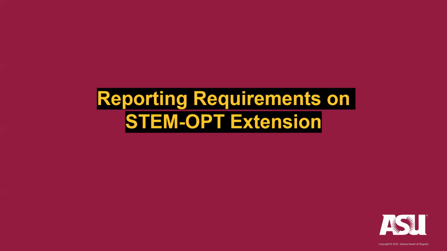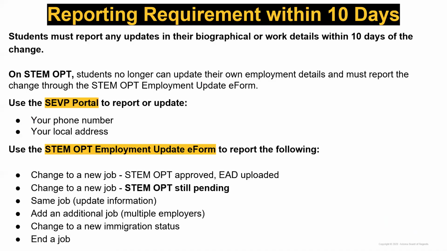Now, for reporting requirements when you're on the STEM OPT extension, there's a few more things to keep in mind as part of the STEM extension. So let's go ahead and take a look at that as well. So now, a similarity though is that you do need to have your reporting requirements within 10 days. So again, any updates to your biographical information, work details, still while you're on the STEM extension has to be reported within 10 days. So on your STEM OPT, you can't update your employment details yourself.